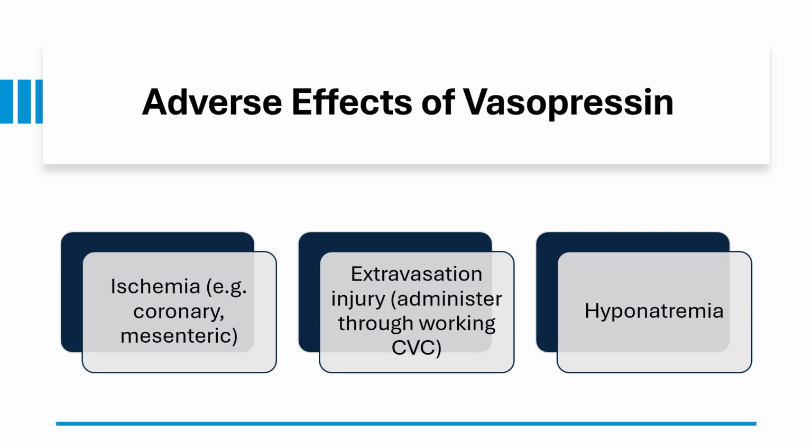The adverse effects of vasopressin include ischemia, hyponatremia due to its antidiuretic hormone properties, and extravasation injury. That is why it's highly recommended to give vasopressin through a working central venous catheter. And again, remember there is no antidote for vasopressin-related extravasation injury.